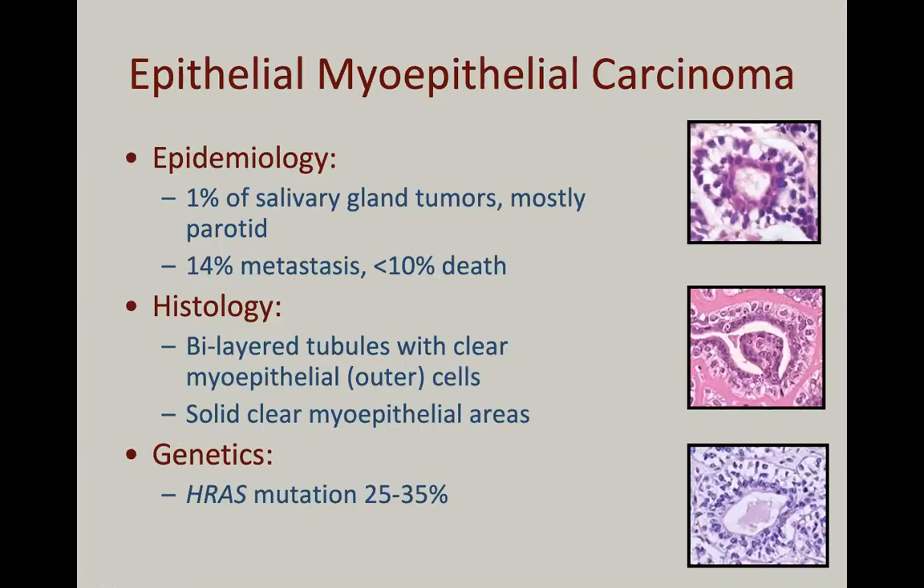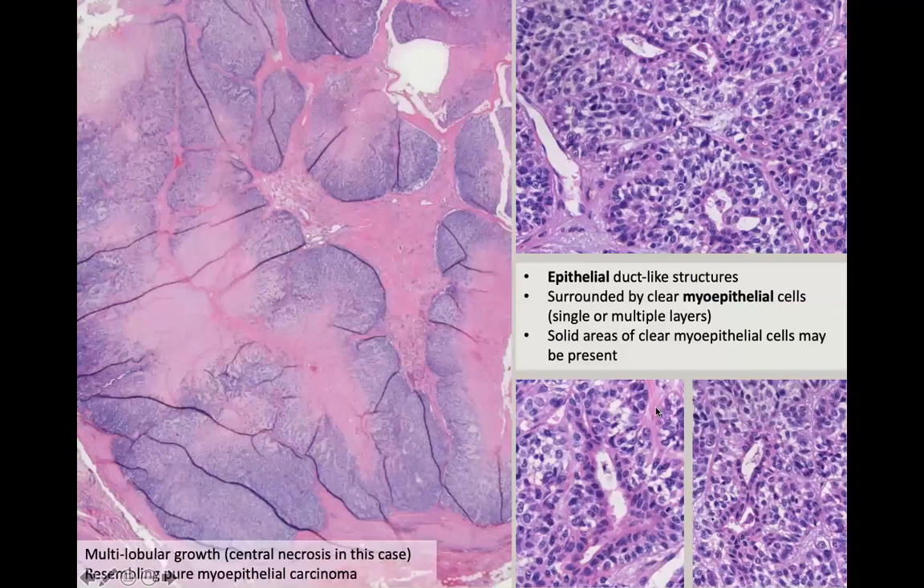Moving on to epithelial myoepithelial carcinoma. Again, I like some of these names because they sort of tell you what they are. Epithelial myoepithelial carcinoma is a carcinoma that is a combination of epithelial and myoepithelial cells and is related to HRAS mutations. In most epithelial myoepithelial carcinomas, the myoepithelial cell population predominates.